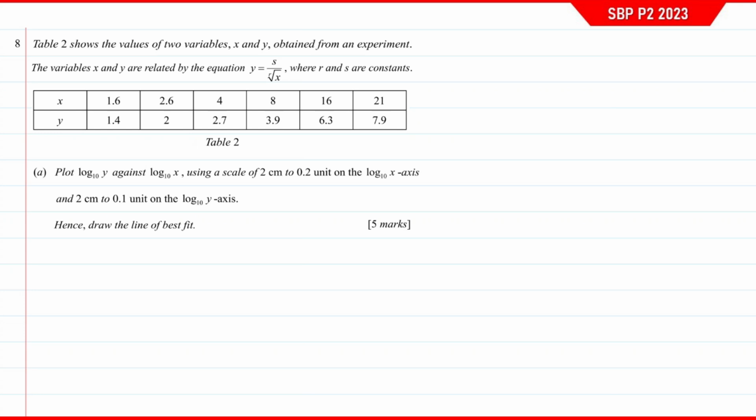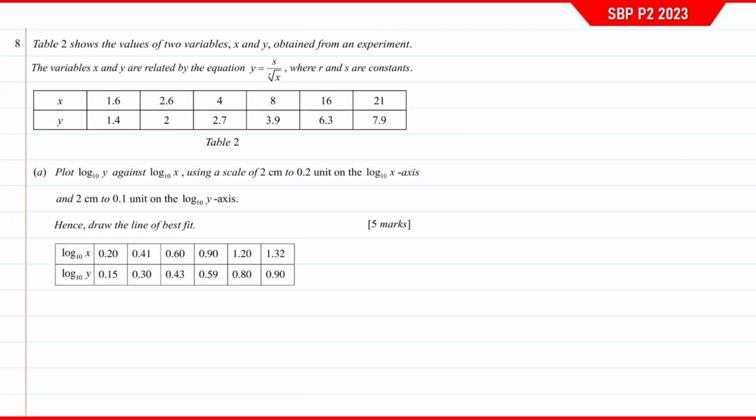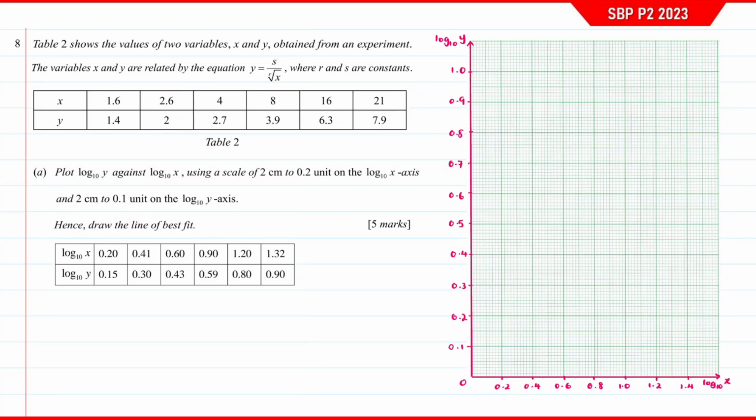So first, we're going to convert the data in the table, x and y, into log base 10 of y and log base 10 of x. So this will be the values of log base 10 of x and log base 10 of y. Remember, the data has to be written in two decimal places. So now we can plot the graph. This is what the graph will look like.